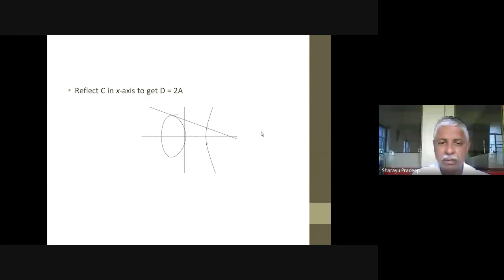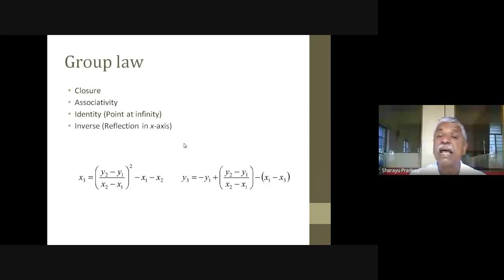3A, if I want to compute, I'll add 2A. This is 2A now. D is 2A. So I'll add 2A and A. So I'll add these two. That means I'll draw another straight line joining this point and this point. That will intersect my elliptic curve at a third point, and I'll take the reflection of that. That will be the 3A. 4A, I'll add 3A to A. So I'll continue to do this. I can do this. That is what elliptic curve theory guarantees.